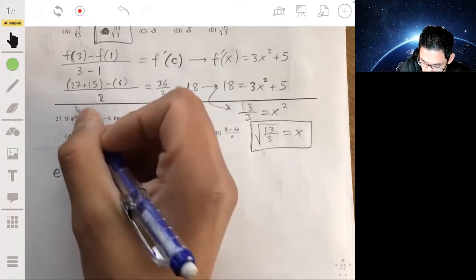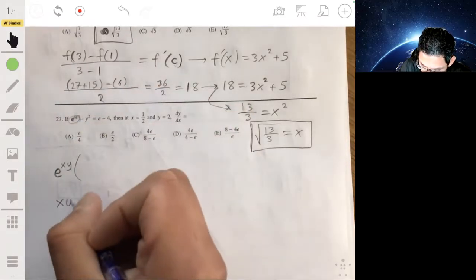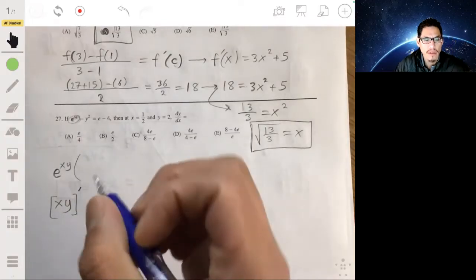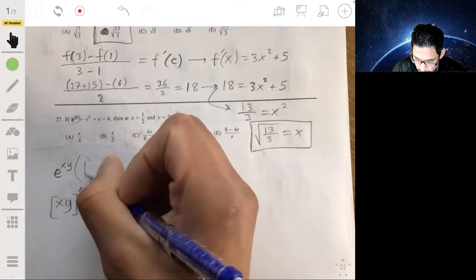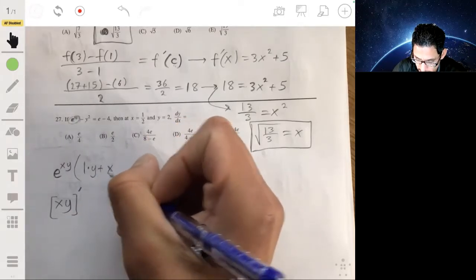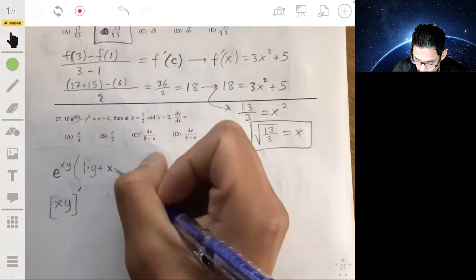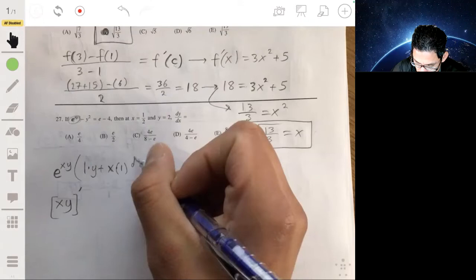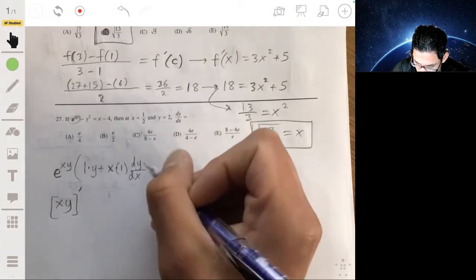So this is just a product rule. Let me write it out here, xy. I want to find the derivative of xy. So the derivative of x is just 1 times y, plus we hold the x as is, plus x times the derivative of y. So then also just dy. But since we're doing implicit differentiation, we have to multiply it by dy dx.